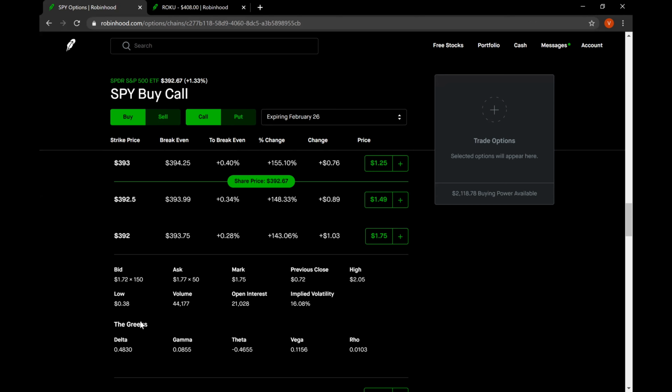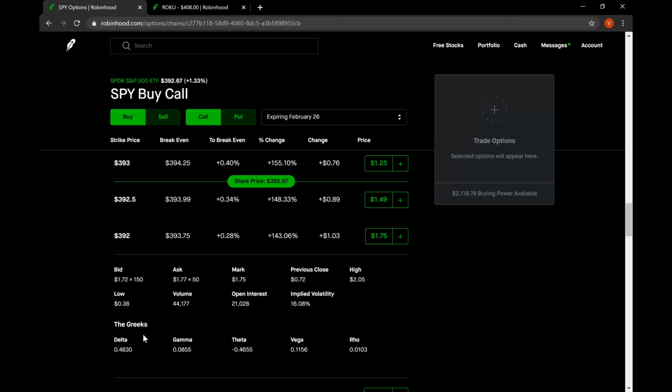And then over here, these are the Greeks. This is the delta, gamma, theta, vega, rho. The only two Greeks that I say you worry about are the delta and the theta. You don't have to worry about the gamma, the vega, and the rho. So the delta helps you calculate how much profit you make for every dollar that SPY goes up by, and how much you lose for every dollar SPY goes down by. And then the theta represents the time decay. So this number is going to help you calculate how much the premium price is going to burn off for every day that you hold this contract.